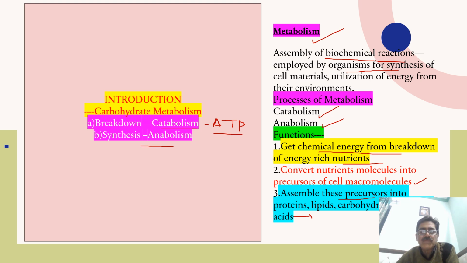Now, anabolism is a synthetic pathway in which smaller molecules are assembled, and energy is utilized here. Here, energy would be generated. Here, energy is utilized. So, this is catabolism and anabolism.